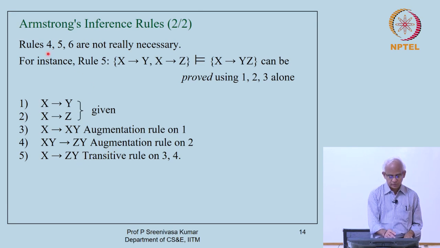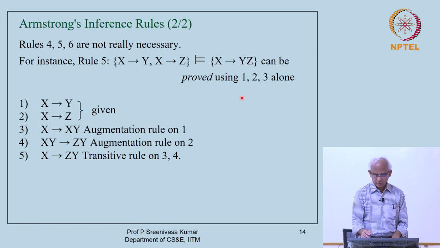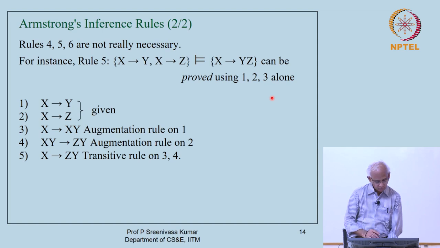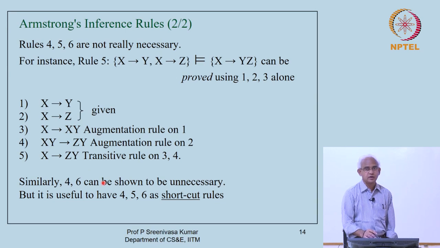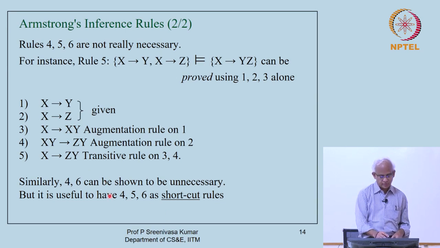So, try this as an exercise for the other two rules also, 4, 6. You will be able to prove them using just 1, 2, 3 alone. But it's useful to have these 4, 5, 6 as shortcut rules, because every time you want to use this nice rule called the projective rule or the union rule, you don't have to use 1, 2, 3 to first derive it. So, let's keep them as 4, 5, 6 as useful shortcuts, but theoretically speaking they are not really necessary.